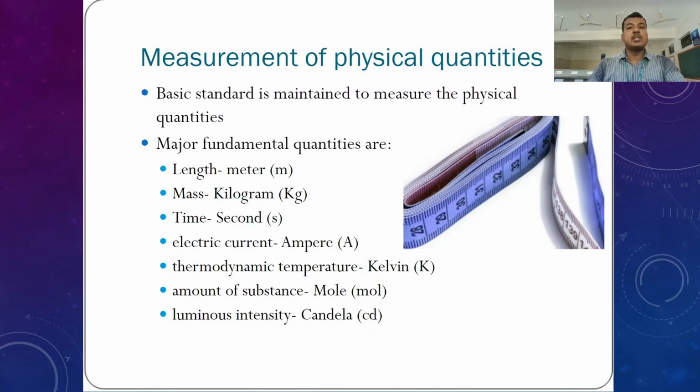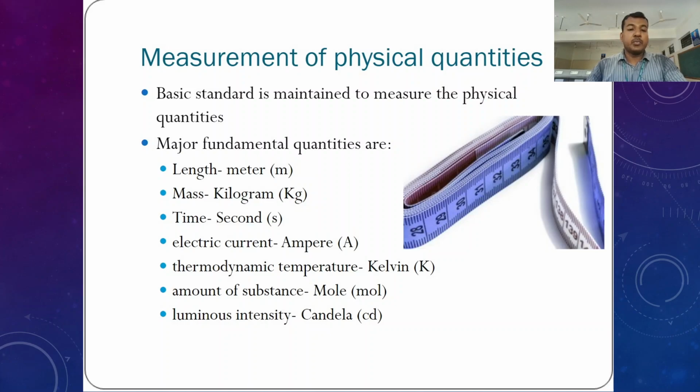And the third one is time. As we all know, time is an important parameter for measurement. We are using it in our day-to-day life, for every hour, every minute. It is represented with respect to seconds. And the fourth one is electric current. It is represented with respect to ampere. Mostly the electrical and electronic engineers regularly use this term called ampere.